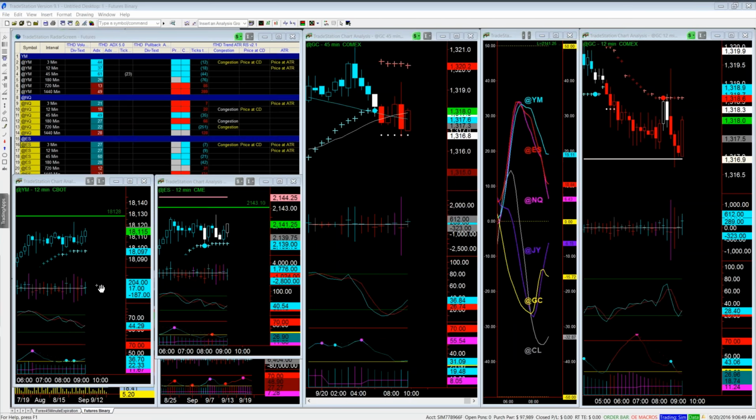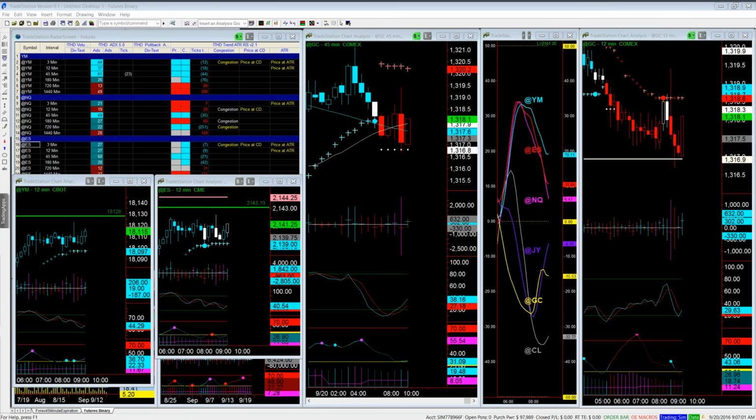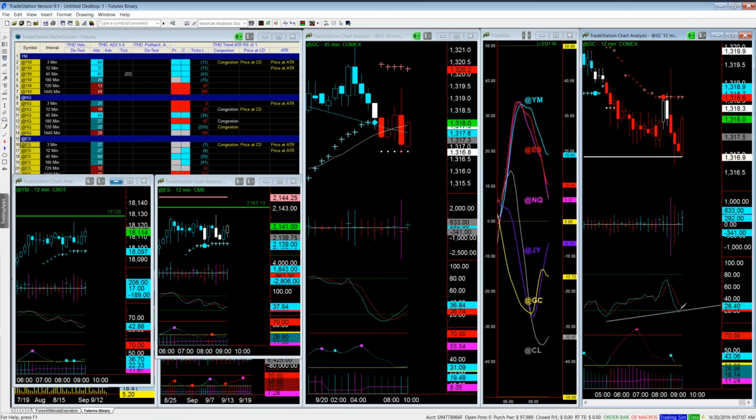The pivot line is really supporting gold right now. You're also seeing trend divergence on the stochastics. There's your trend divergence. Here's your volume divergence.